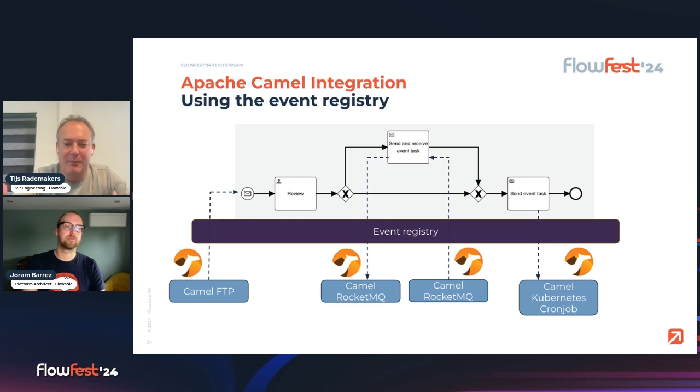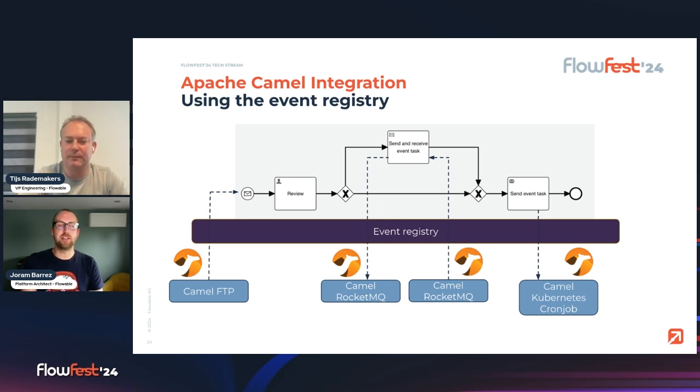So it can be basically anything that Camel provides. And at the end, we send an event to create a Kubernetes cron job. Like I said, it's just an example, but it is all abstracted by our event registry, and all the connectivity is just available for you.